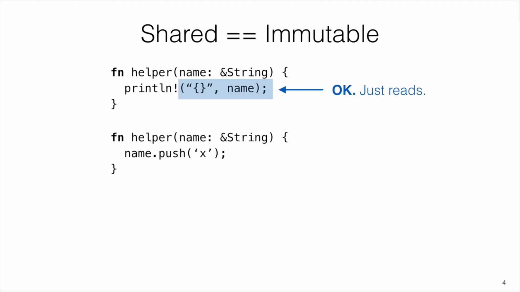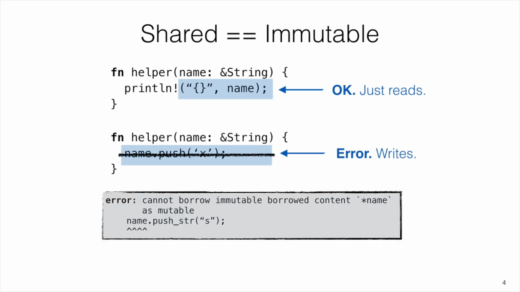Perfectly good. However, if the helper function were trying to call this push method, you might recall we saw that last time, push adds a character onto a string, growing the buffer. That's a mutation. This would actually get a compilation error. We would see something like "can't borrow immutable borrowed content."